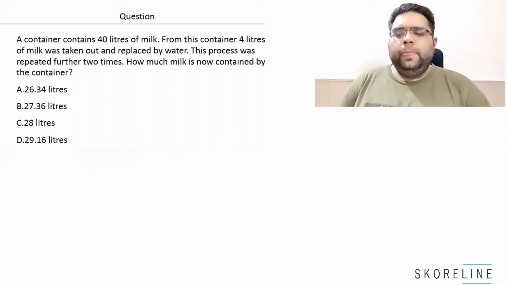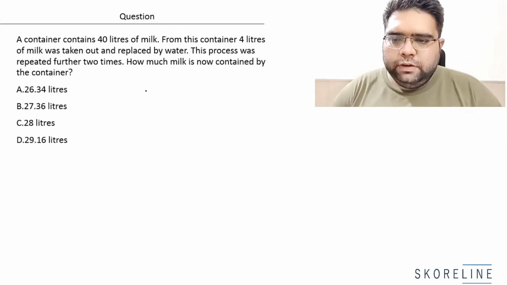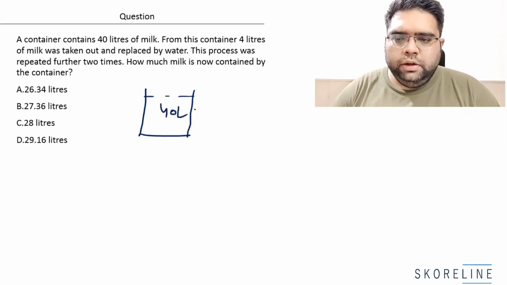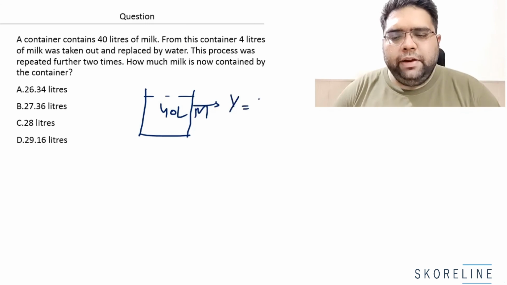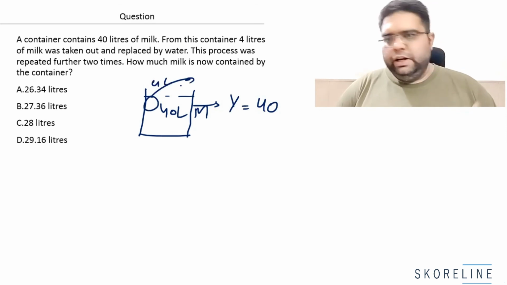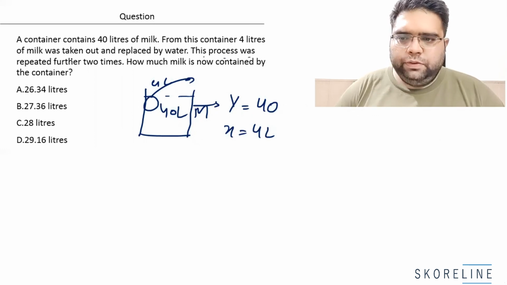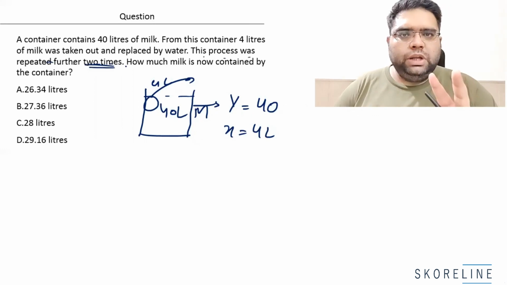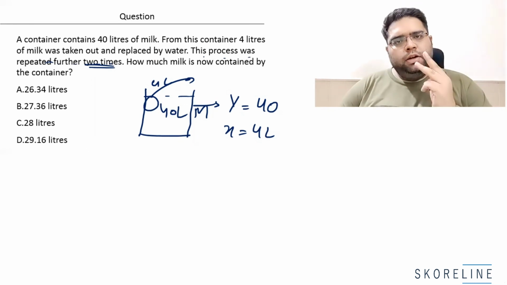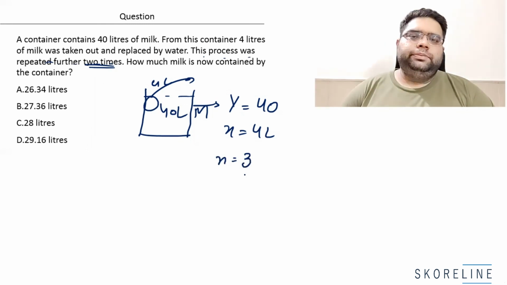Let's solve some questions. A container contains 40 liters of milk. From this container, 4 liters of milk was taken out and replaced with water. So there is a container which has 40 liters of milk already, so this 40 liters is our y. Out of this, 4 liters was taken out and replaced with water, so x is 4 liters. This process was repeated further 2 times, which means in total this process was done 3 times.